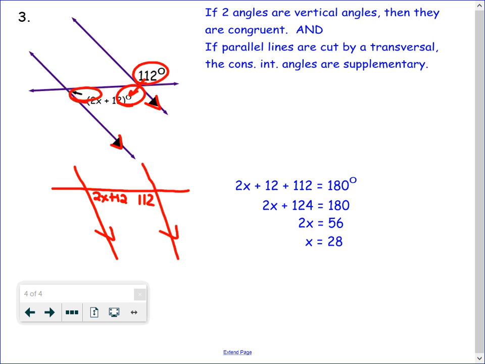So one more time, I moved my 112 using vertical angles. So if two angles are vertical, then they are congruent. And now that I knew that this interior angle on the right was 112 as well, I moved on to, if parallel lines are cut by a transversal, the consecutive interior angles are supplementary. And since I ended with supplementary, that tells me what my equation is. Add them and set them equal to 180.